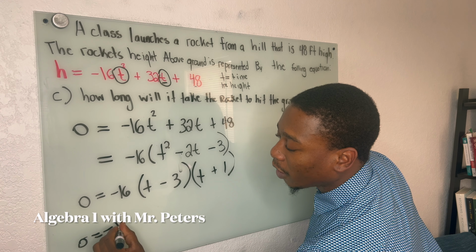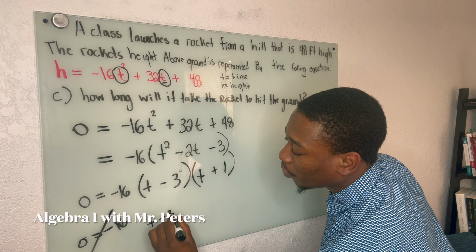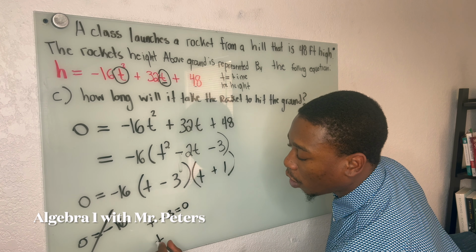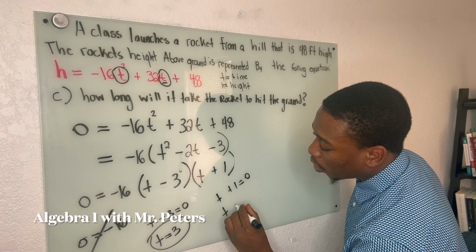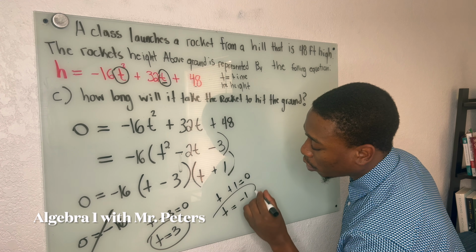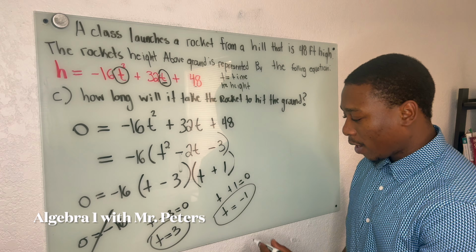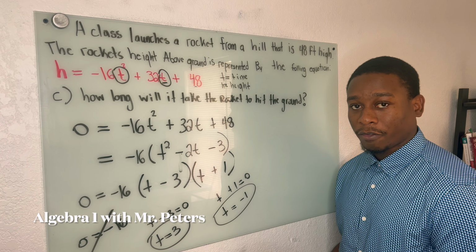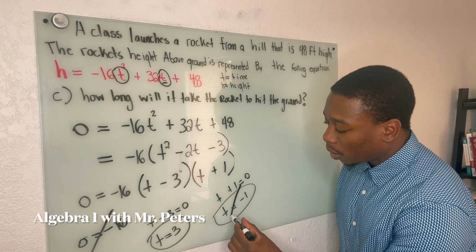We know 0 is equal to negative 16. That's not true. We have t minus 3 is equal to 0. Once we solve, t is equal to 3. So that's one answer. And then we have t plus 1 is equal to 0, and when we solve, t is equal to negative 1. So which one of these answers is actually going to be correct? Just remember that time cannot be negative. So we would have to eliminate this answer because it would not satisfy the equation, since time cannot be negative.